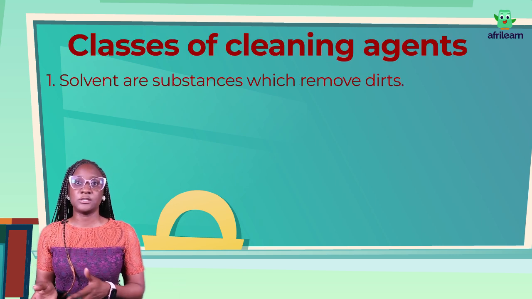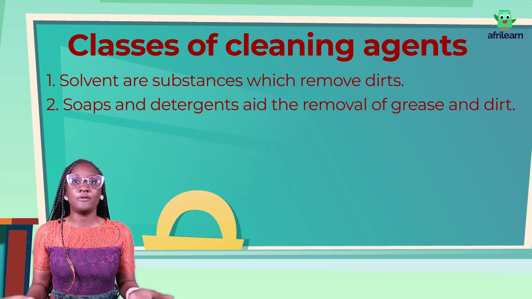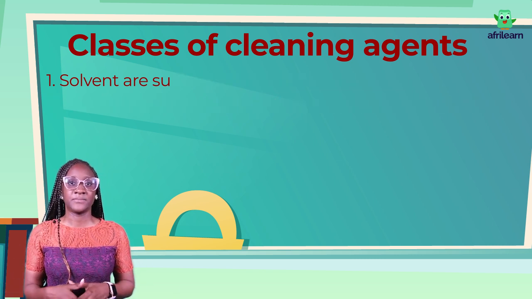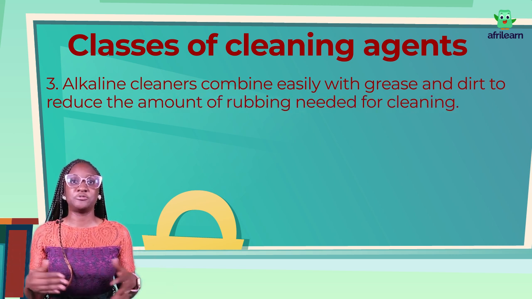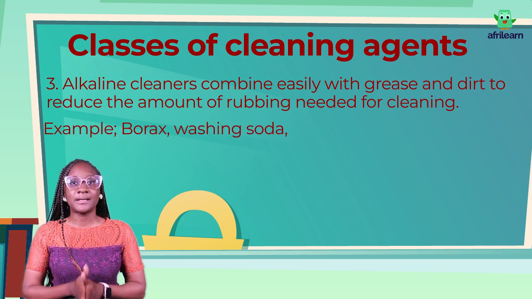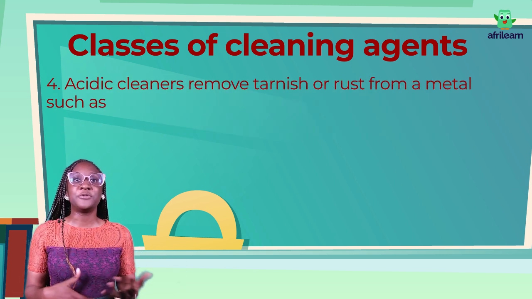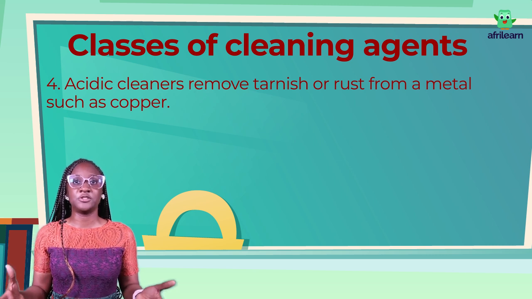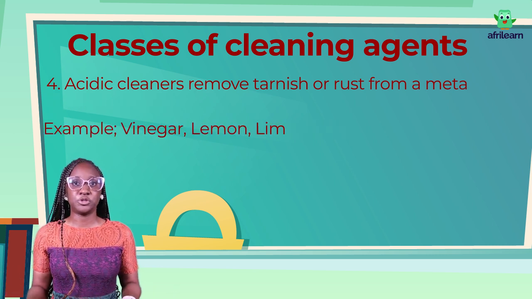Solvents are substances which remove dirt. Soaps and detergents aid the removal of grease and dirt. Alkaline cleaners combine easily with grease and dirt to reduce the amount of rubbing needed for cleaning, e.g. borax, washing soda, household ammonia. Acidic cleaners remove tarnish or rust from a metal such as copper, e.g. vinegar, lemon, or lime juice.